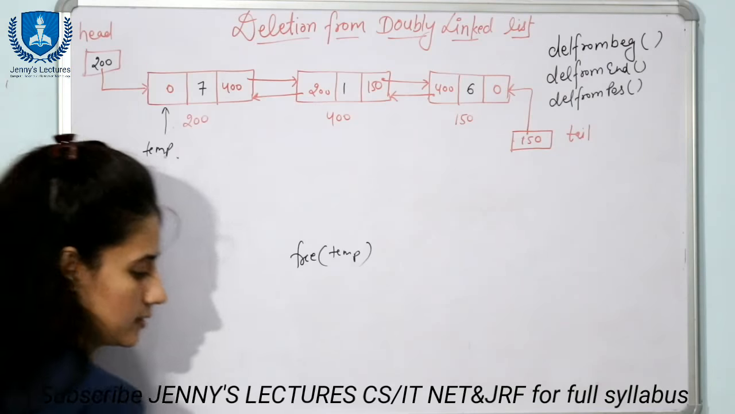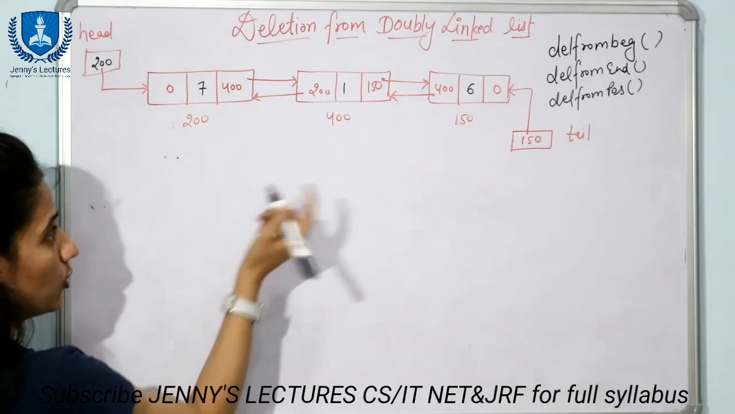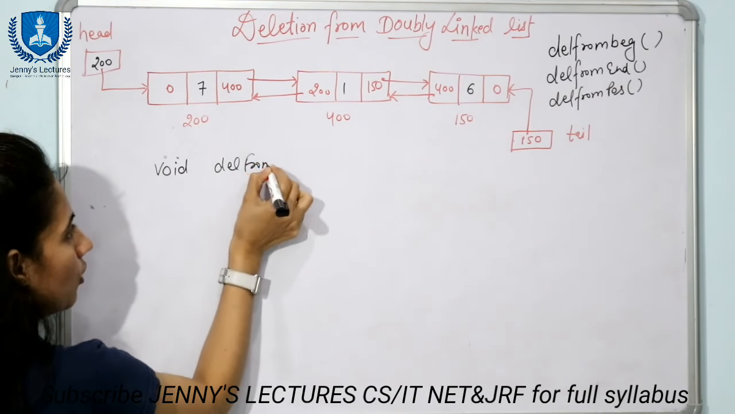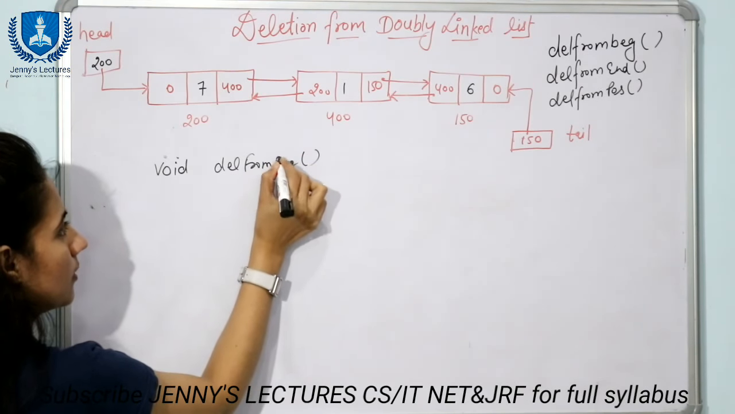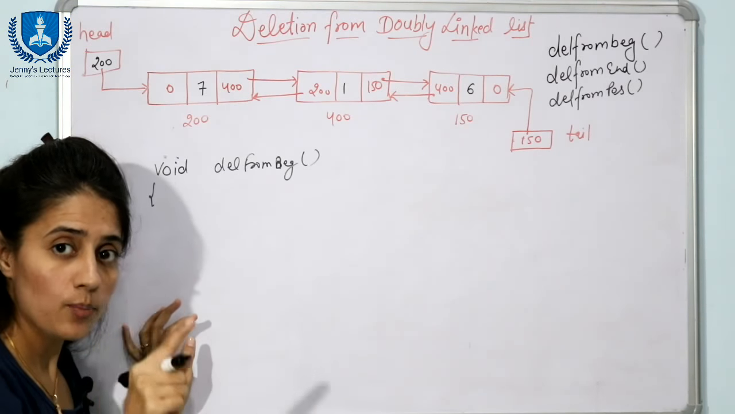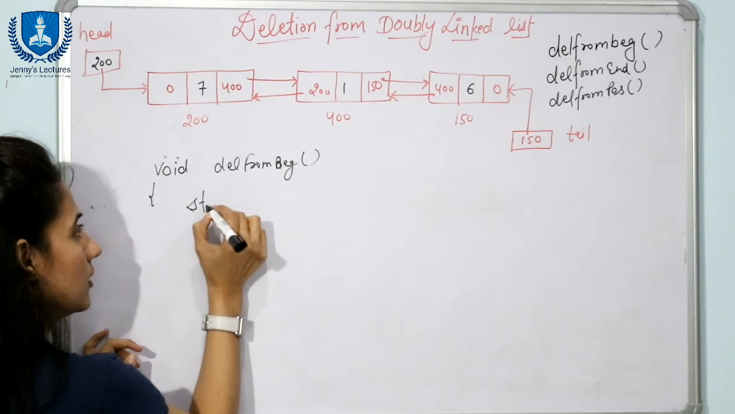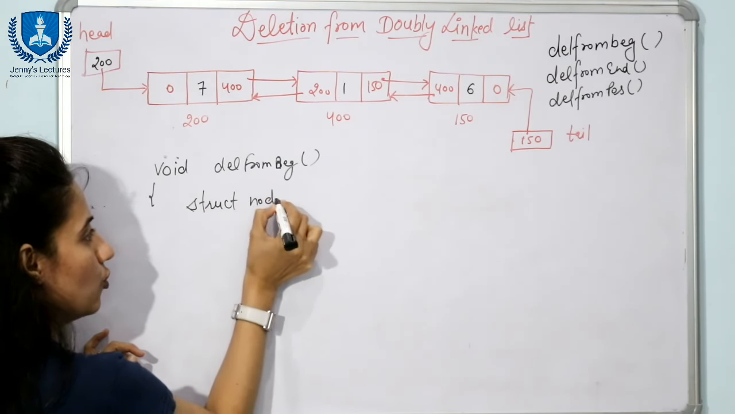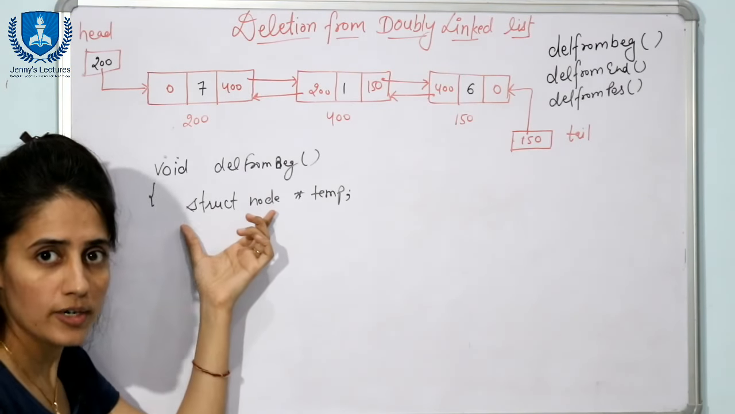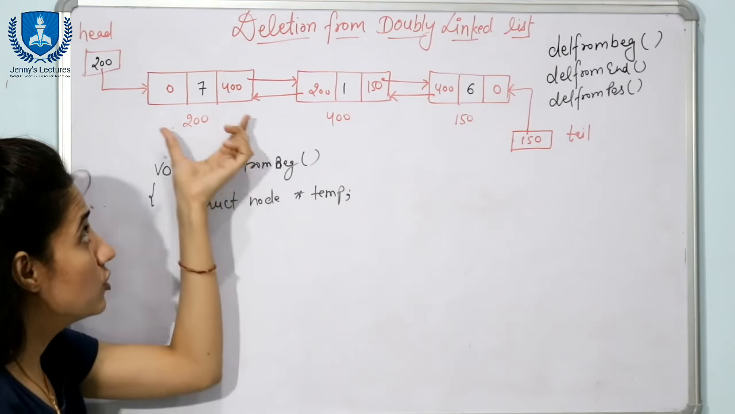Now how to delete this node? We are going to create a function, void delete from beginning. And here first of all we are going to take another pointer, temp, and I have already discussed why. So I am going to take another pointer, struct node asterisk temp. Why am I taking struct node? We have already discussed many times in the previous video, because this pointer is going to point to this node.